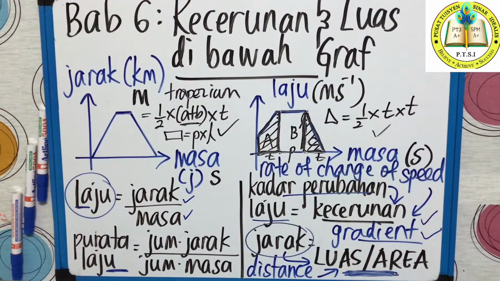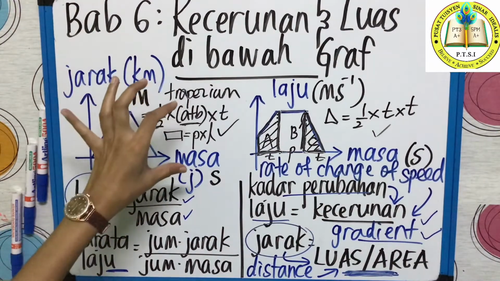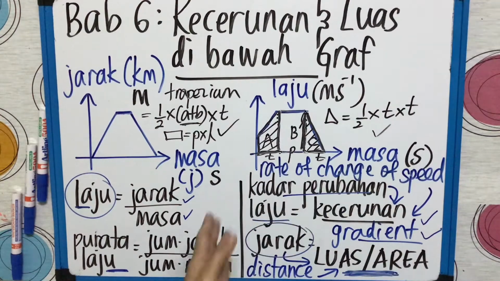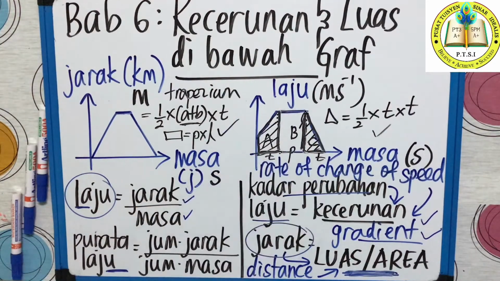Faham kelas? So in formula trapezium, formula segi empat, formula segitiga, you have to know when you want to do jarak. So bila mereka tanya jumlah jarak, you do the total area. So you do the luas, you do the area. Finish. So that's all for this chapter. This is just introduction.